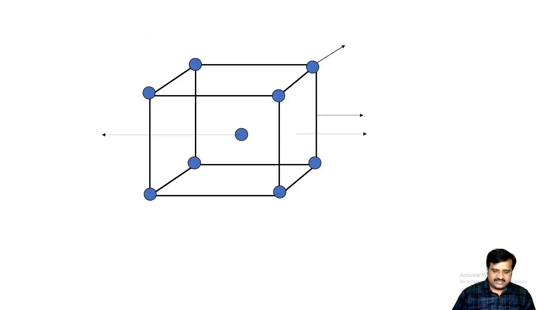So if you take the cubic system, this is the center of the cube, this is a corner of the cube, and this is the face, and this is the edge.